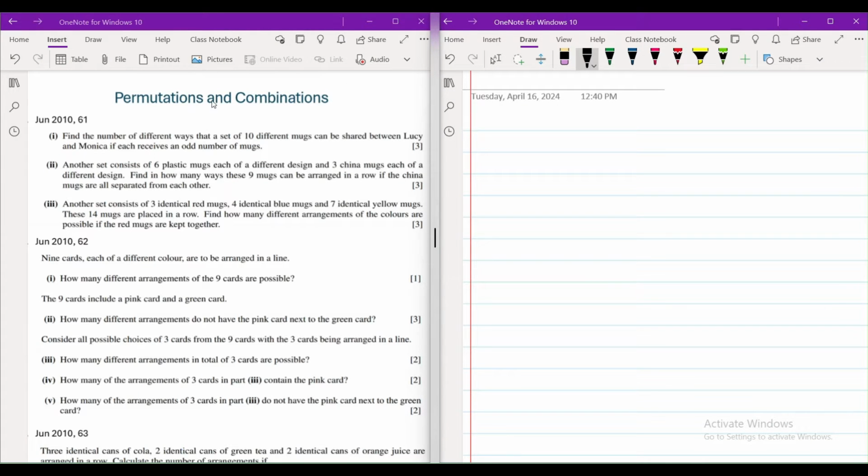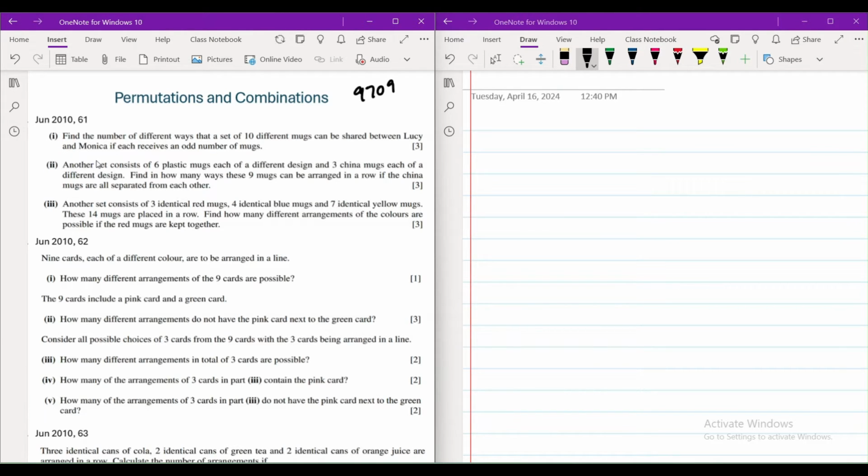Okay, so let's see some questions from the 9709 syllabus permutations and combinations topic. Let's look at some questions from 2010. So paper 6-1, June 2010.